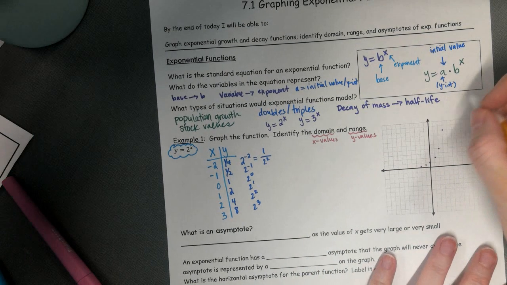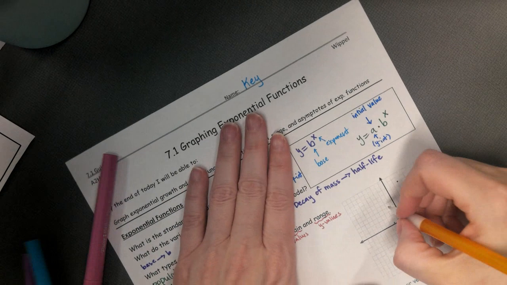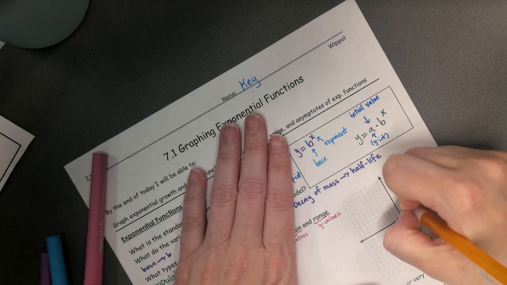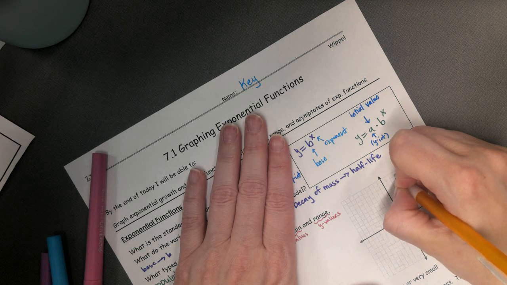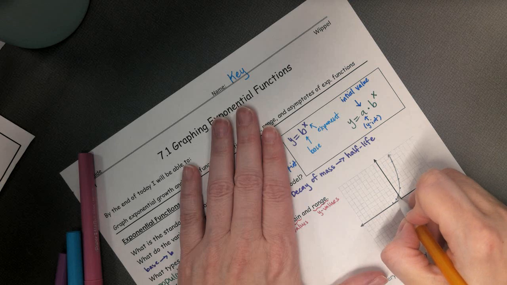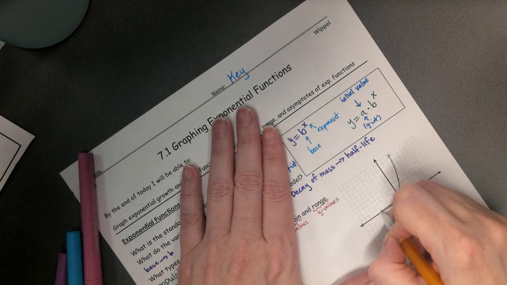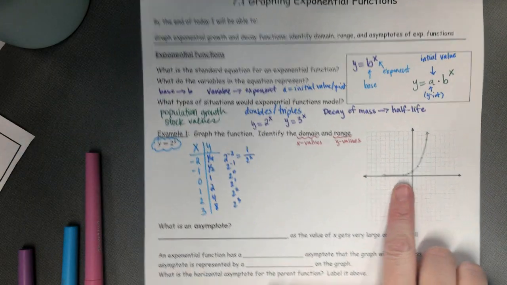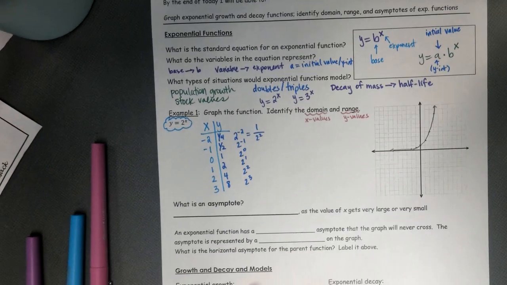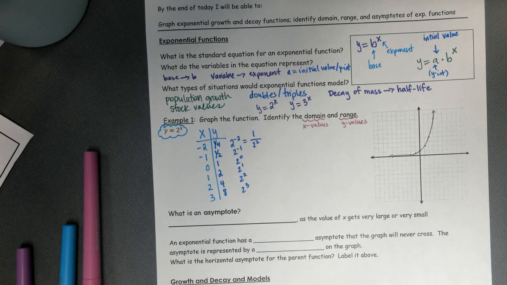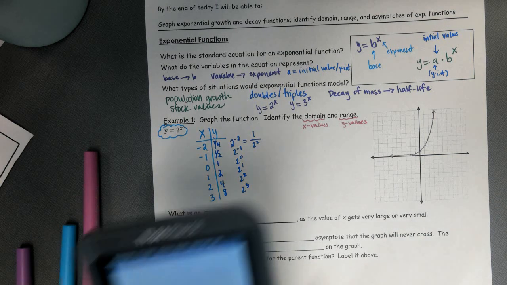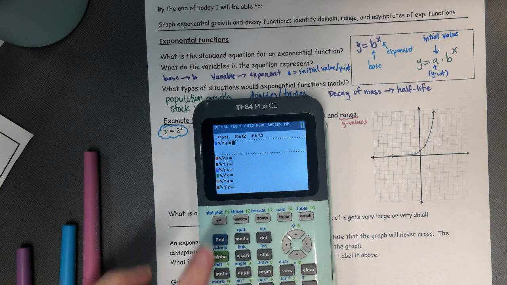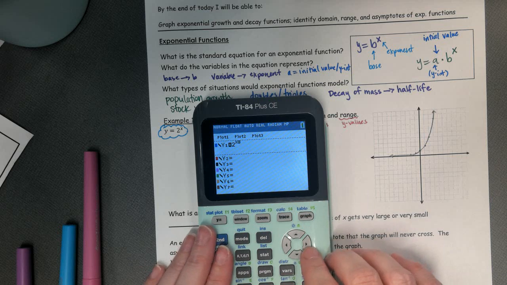Yep, and so I like to do this with the pencil, and I like to curve it like this. Okay, and then this is going to curve through these points here. Okay, and we're going to graph it on our graphing calculator so you can see what that looks like. So we have 2 to the power of x.